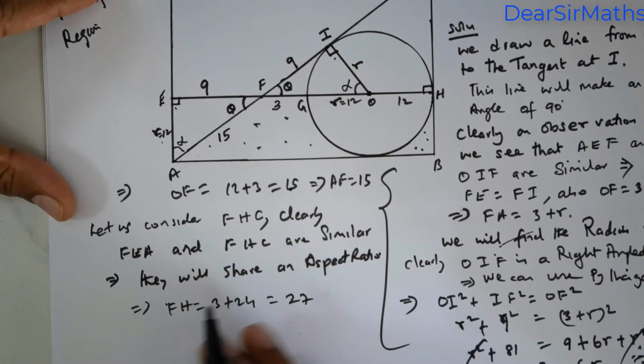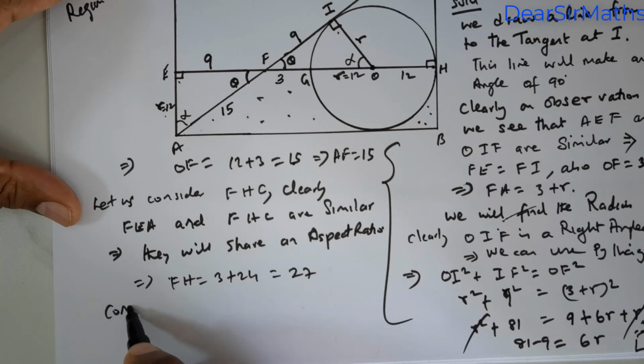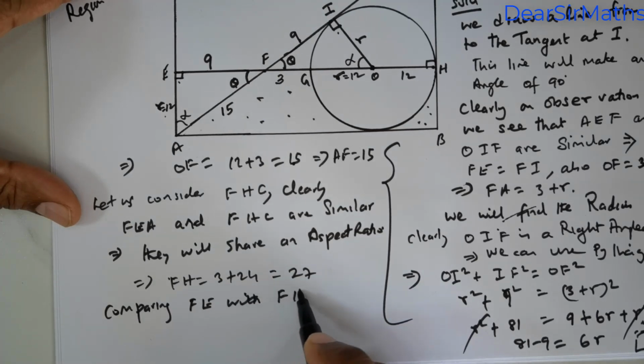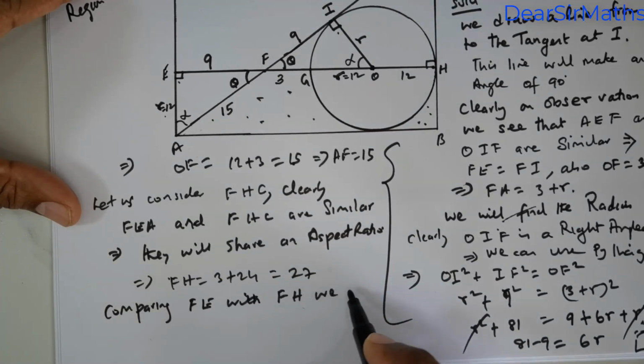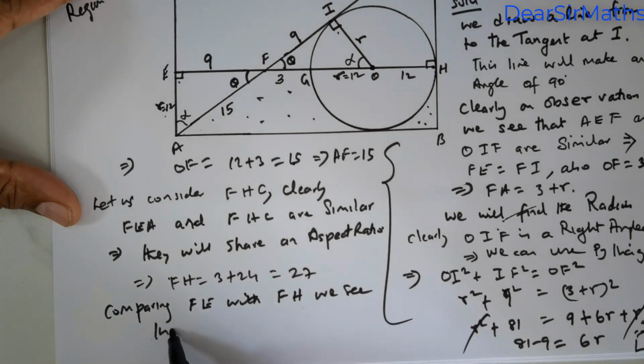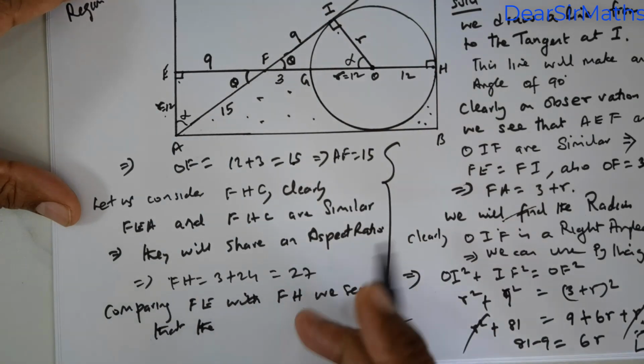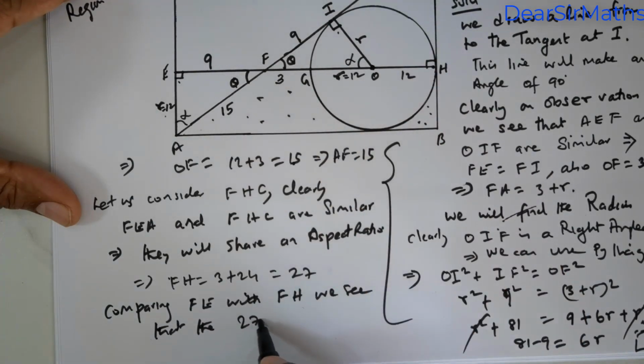So comparing FE with FH, we see that all because they are similar, right? We see that, what is this? This is 27. 27 divided by 9 is equal to 3, which is the aspect ratio.